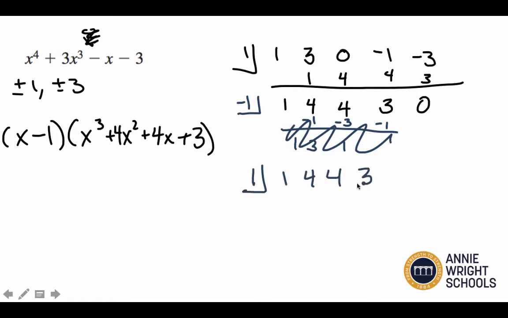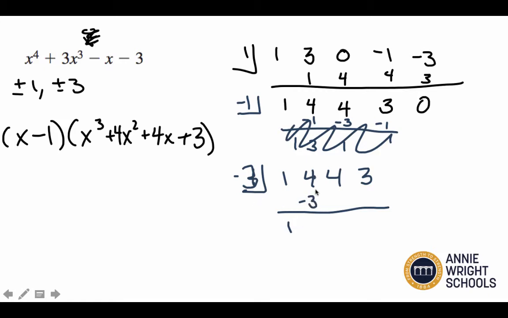1, 1, 4, 3. Notice I'm not going back to the beginning because I already have factored out something. I'm dealing with this cubic that doesn't have a factor. Drop the 1. That's not going to work. And I can tell right away because this is positive, I'm going to need a negative. So I'm actually going to try negative 3 next.